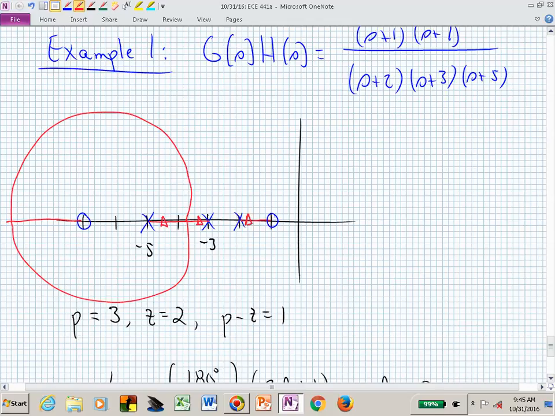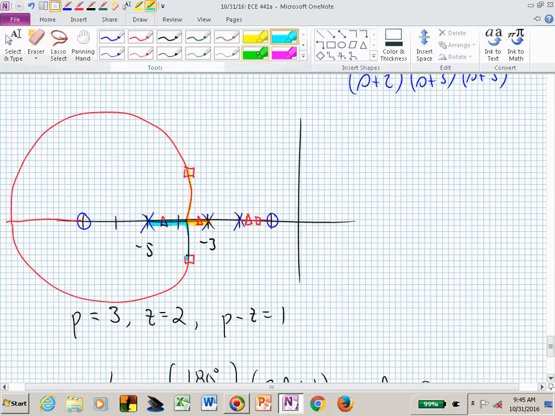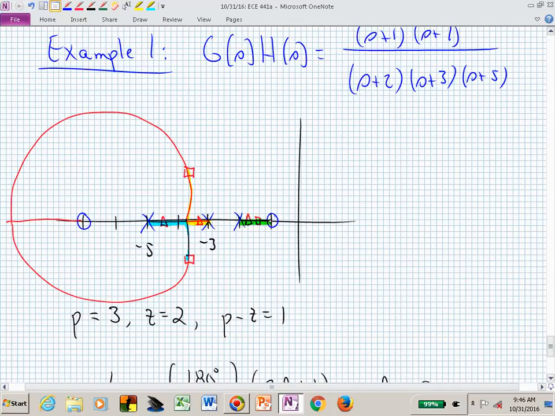But now if I crank up the gain a little bit more, I now might move this guy to that point, and this guy might go here, and one of the others goes there. Meaning I have one branch that's in yellow, I have another branch that's in blue, and my third branch is in green. There are my 3 branches of the root locus.